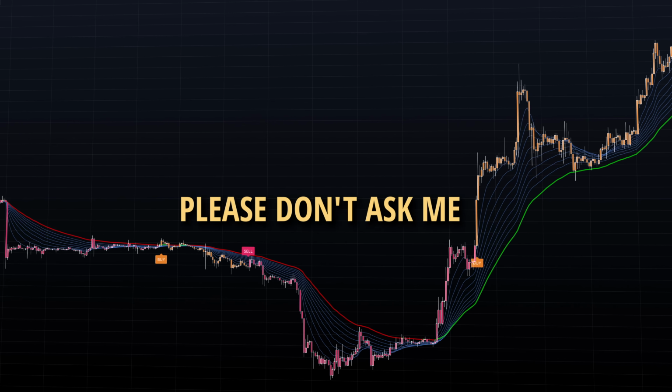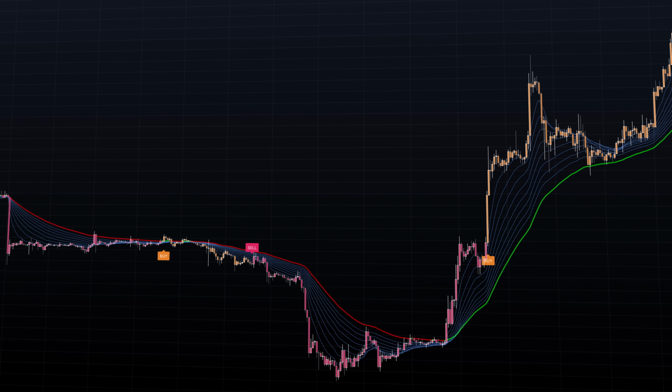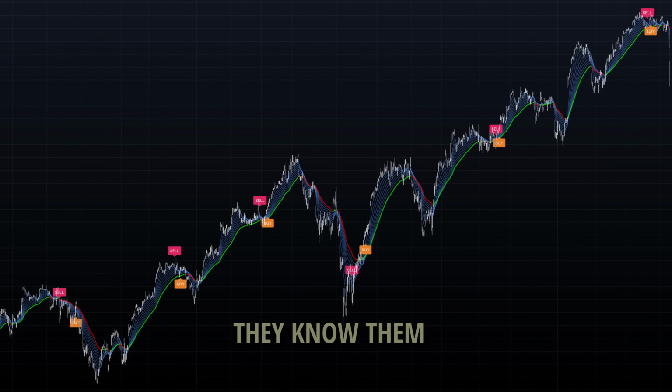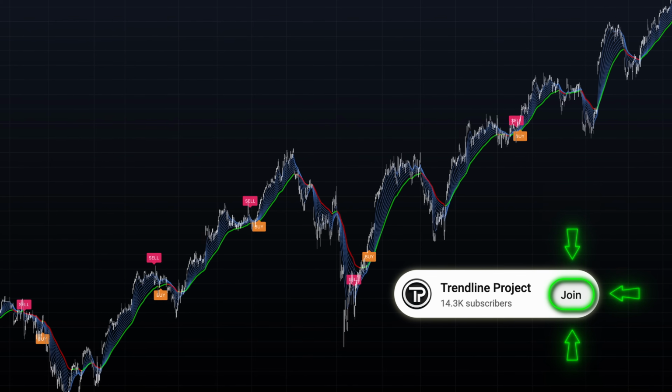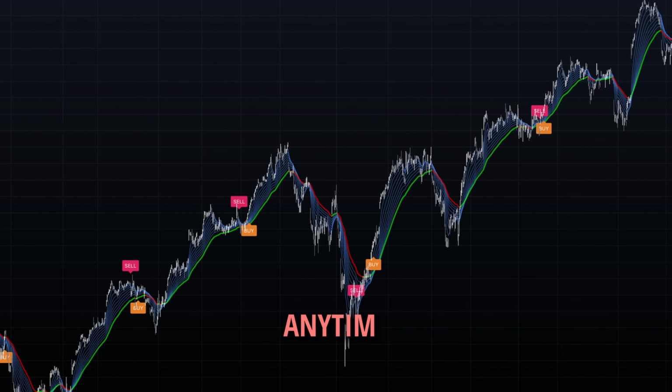But hey, please don't ask me about the best settings. These don't exist. They simply don't. And don't believe anyone if they tell you they know them. Best for a particular instrument within a certain time frame? Yes, that might be the case. Best overall for everyone, anytime, everywhere?